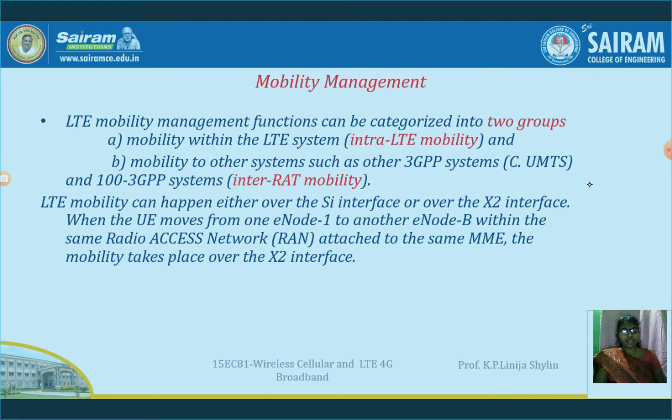Actually, what will happen? This will happen over the S1 interface or the X2 interface. Here we are focusing on two interfaces in the mobility management system. Whenever the user equipment moves from one eNode B to another eNode B within the same radio access network, and the condition is that the same radio access network is attached to the same mobility management entity, then the X2 interface is used.